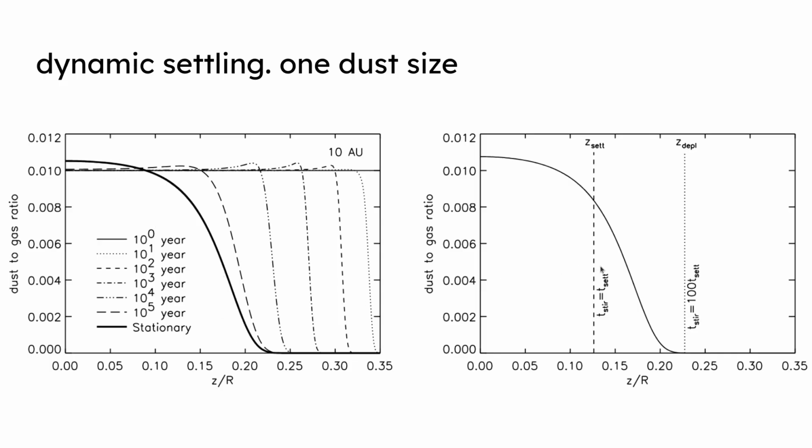And on the right you can see at which heights timescales are equal. So the Z settling is where the stirring and settling timescales are equal. And the Z depletion, that is from the previous plots, is where the stirring timescale is larger than settling by 100. So basically when stirring is completely ineffective, and this is where you don't see any dust.